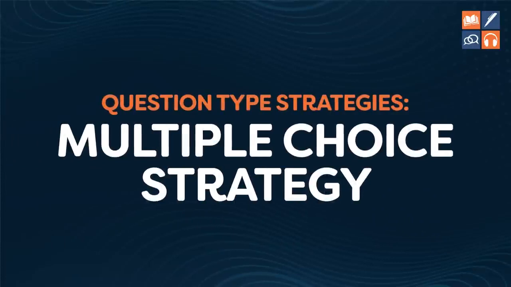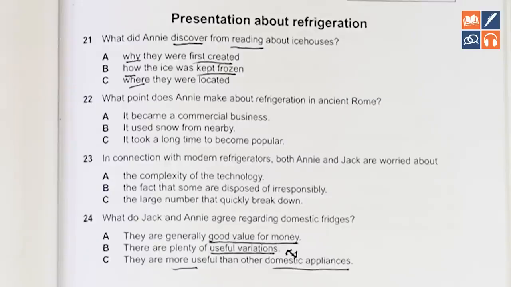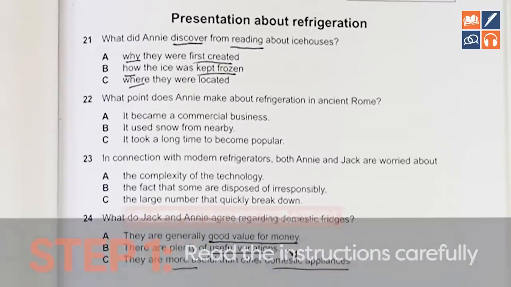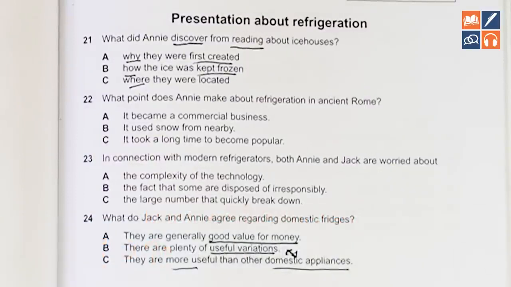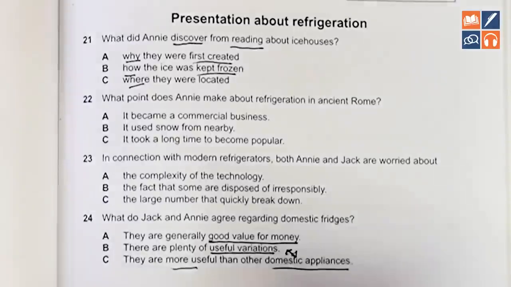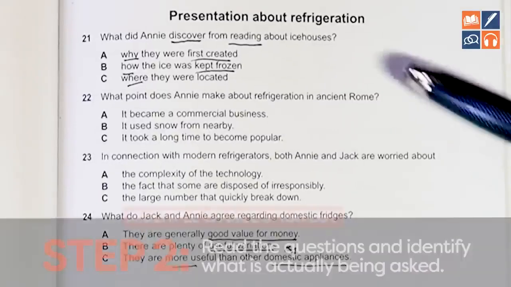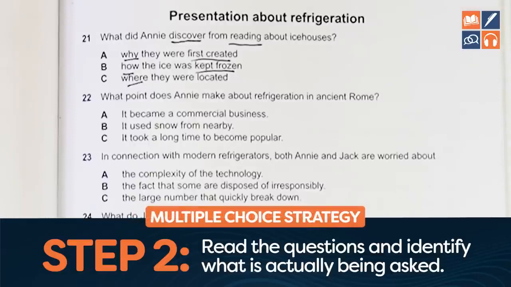Okay, now that we know what's going to come up, let's think about our step-by-step strategy for multiple choice questions. Number one, always, never changes, whatever the question is, read the instructions carefully. Choose the correct letter, A, B, or C. I know that's very obvious and you're a very intelligent person, but make sure that you read the instructions. The next step is read each question and think about what is actually being asked.